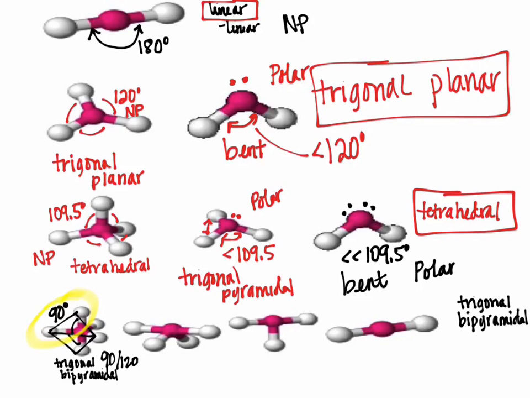And the polarity is nonpolar. So now what we're going to do is we have that structure, the two that are straight away from each other, and then we have the three that are 120. We're going to remove one of those three at the 120, and we get this molecule here.